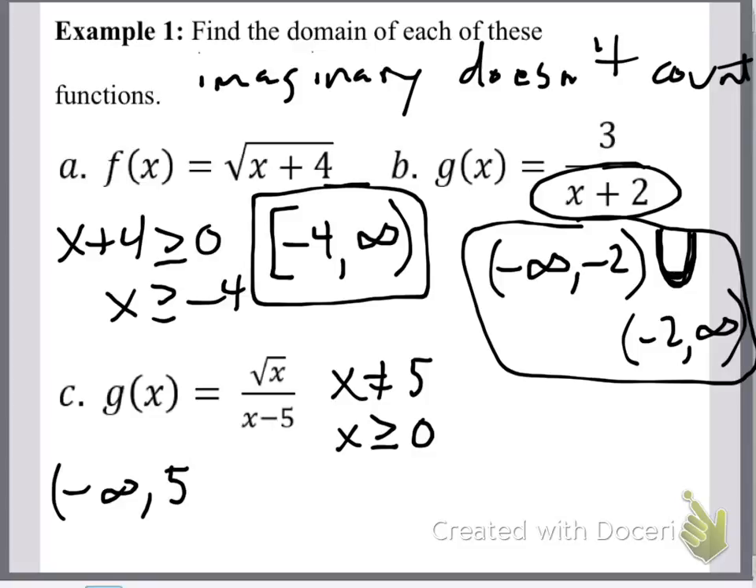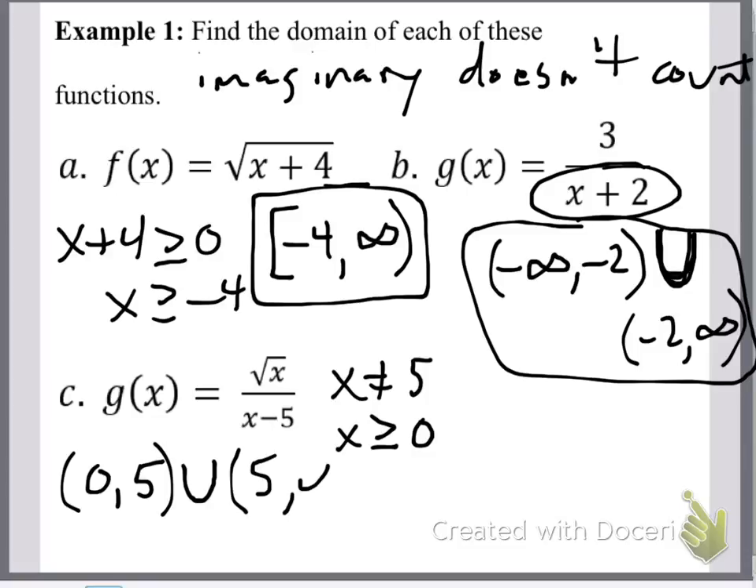Oh, whoops, sorry. Can't go to negative infinity because we have to be a positive number. Okay, so we're going to go from 0 to 5. Now that looks like an ordered pair, but that's an interval notation. All the real numbers from 0 to 5. And then we're going to combine that, union, with 5 to infinity.